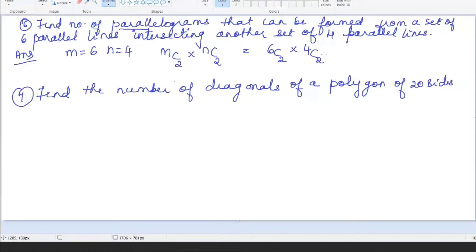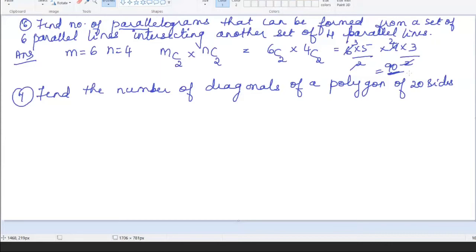Yes, what is the answer? 6C2 is 6 into 5 by 2 into 4 into 3 by 2. 2 ones are 2, 2 twos are 4, 2 ones are 2, 2 threes are 6. So 15 into 6, you're getting 90, is it? Is this answer correct? Yes. 90, the number of parallelograms out of 6 parallel lines and 4 parallel lines.